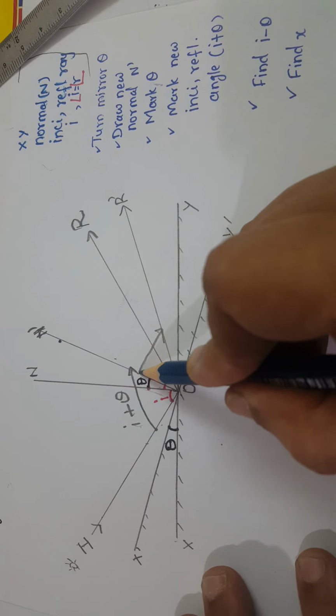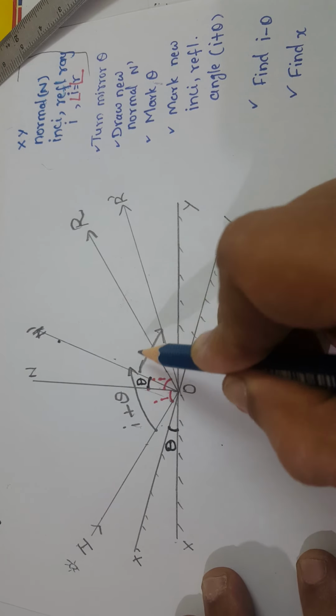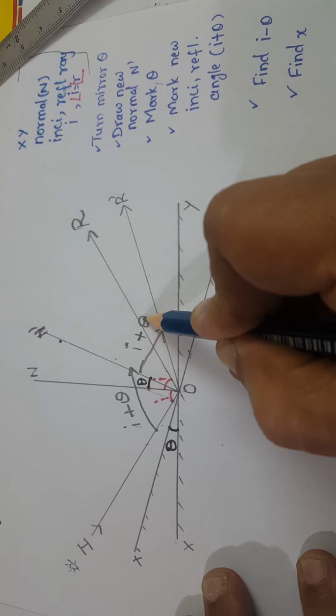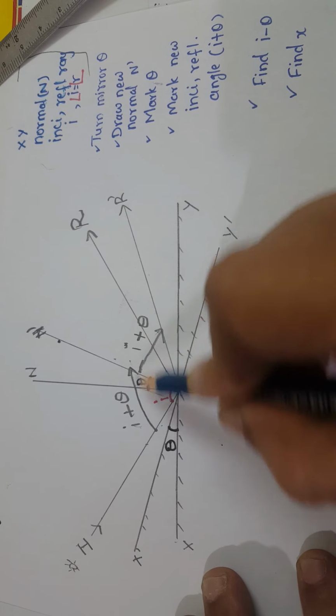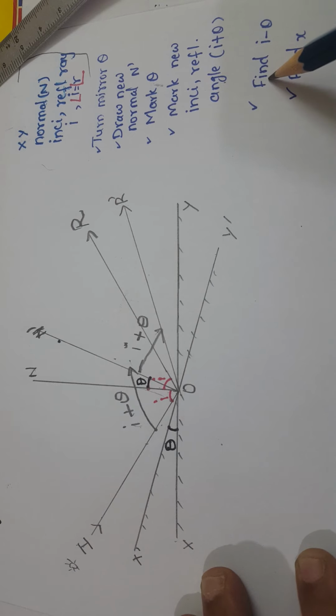So, from this new normal N dash to the reflected ray R dash, this will also be equal to I plus theta, because the angle of incidence and the angle of reflection will also be the same, right? Next, after completing this part, what should you find out? You have to find I minus theta. Before that, our aim is finding x.